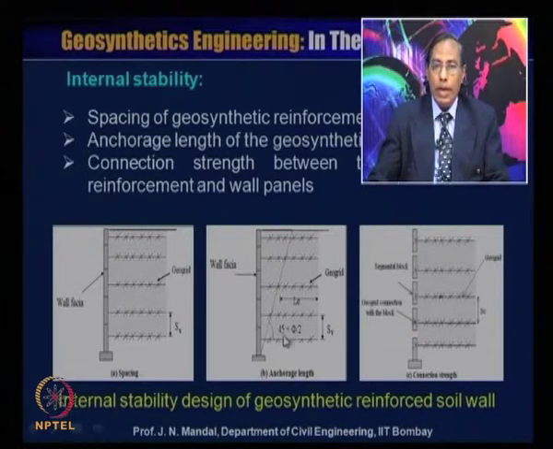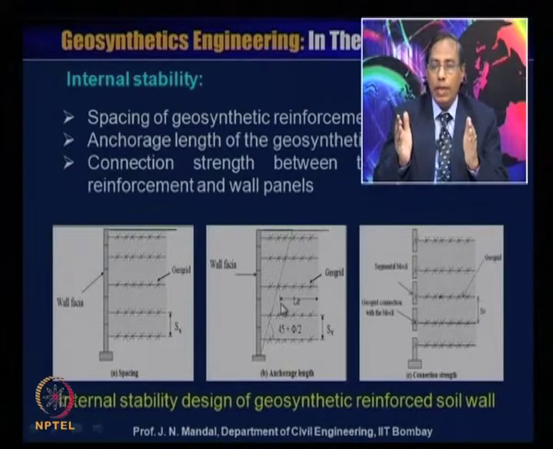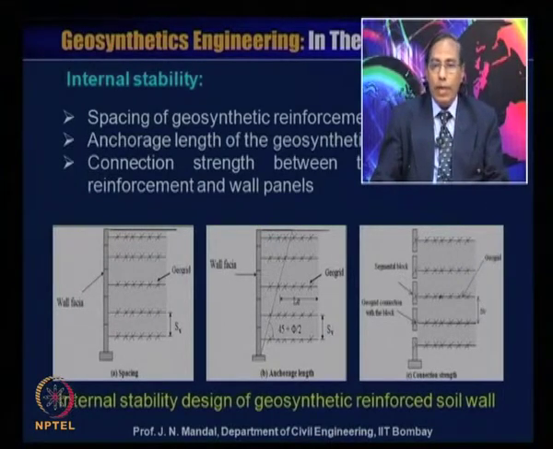Knowing this, this angle is 45 plus phi by 2, so the internal angle is 45 degree minus phi by 2, so this portion also you can calculate at any depth. So if you know this and if you know the anchor length from the pull out, then you can calculate the total length of the reinforcement. So you require the total length, you require the spacing, and at the same time you require the connecting strength.